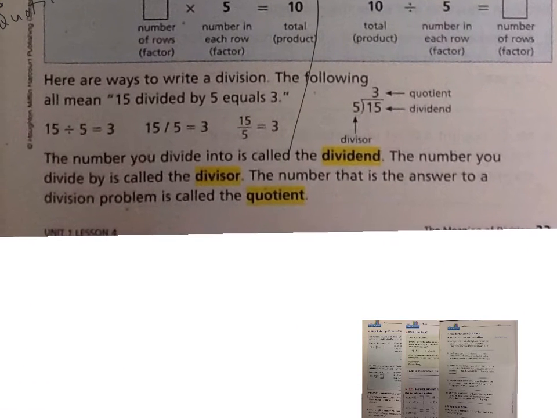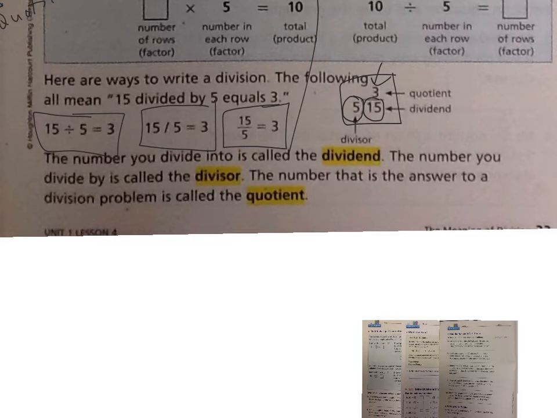So here are ways to write division. They all mean 15 divided by 5 equals 3. So this is one we just used: 15 divided by 5 equals 3. You could do 15 with a slash before the 5 equals 3. You could say 15 over 5 like a fraction. That still means 15 divided by 5 equals 3. Or you could do something like this: 15 is getting divided by 5, and the quotient is 3.